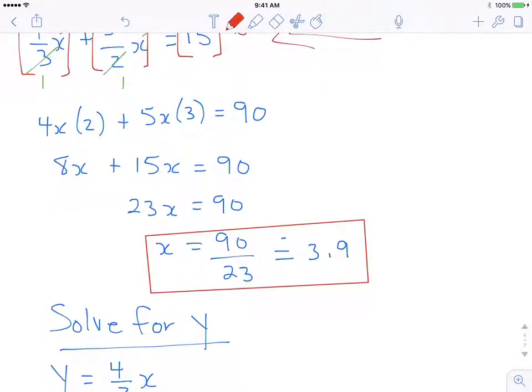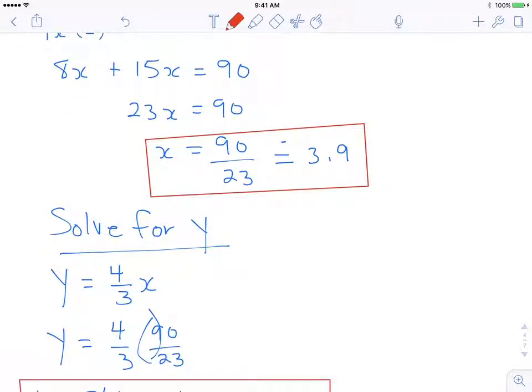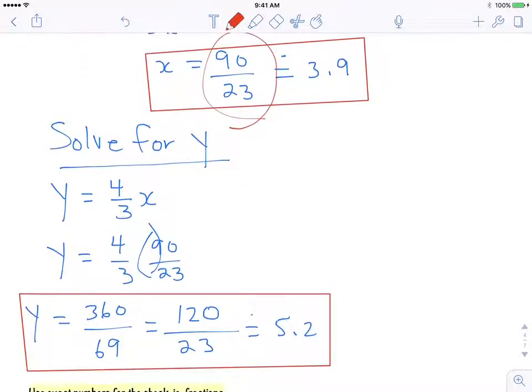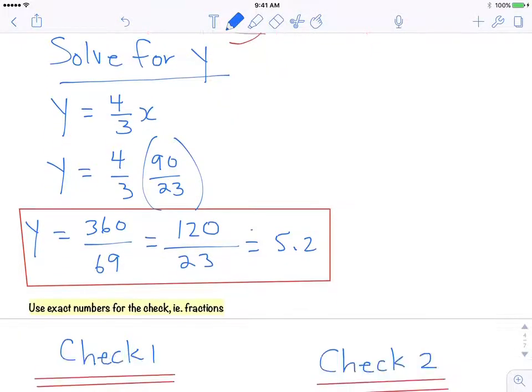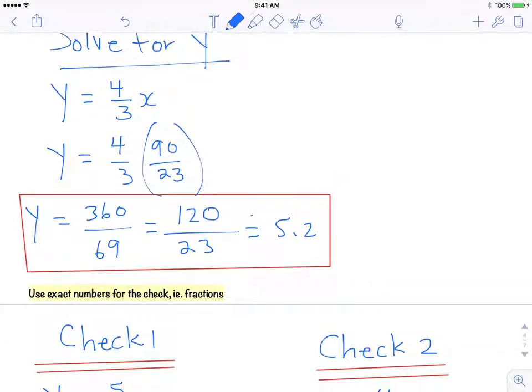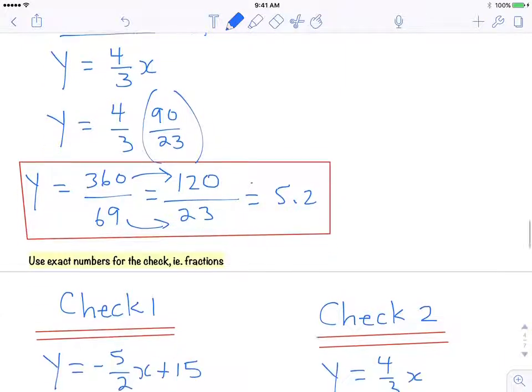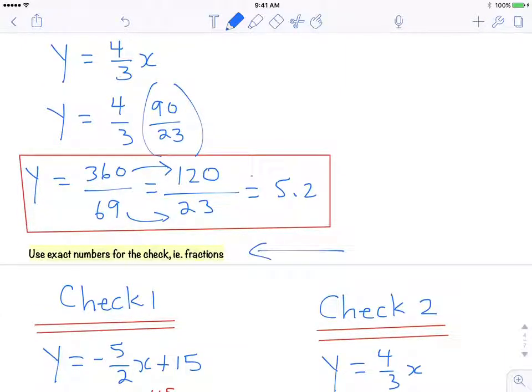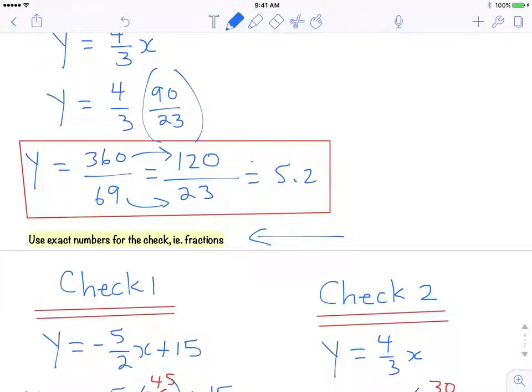Then I solved using this coordinate, 90/23. I then sub that into, I'm not sure what happened to these brackets, but that doesn't look right. Then I sub that into the second equation, 4/3 times 90/23, and I got y equals 360 divided by 69. I divided both of those by 3, and I reduced my fraction to get 120/23, which is approximately 5.2. And so I've made a special note here saying use exact numbers for the check. So for example, the fractions here. We don't want to start using decimals yet.